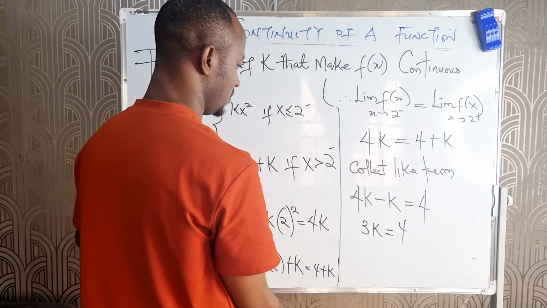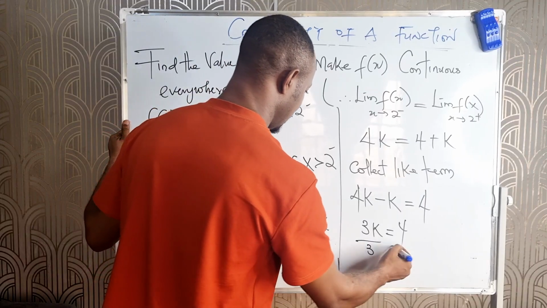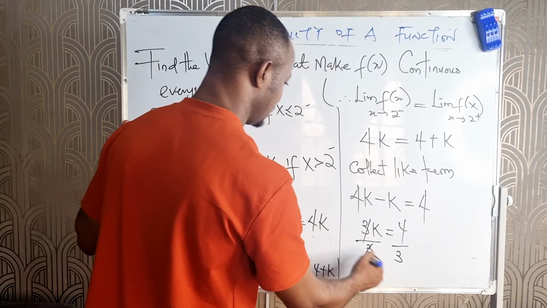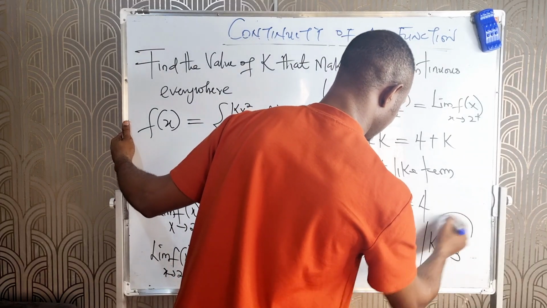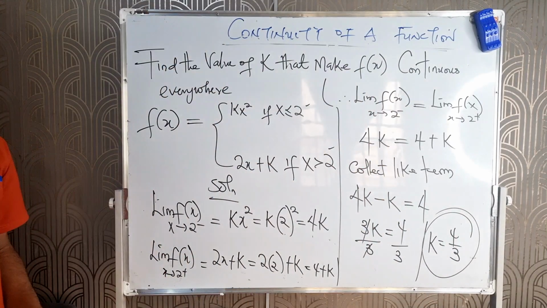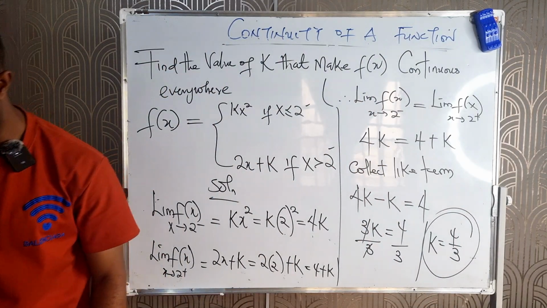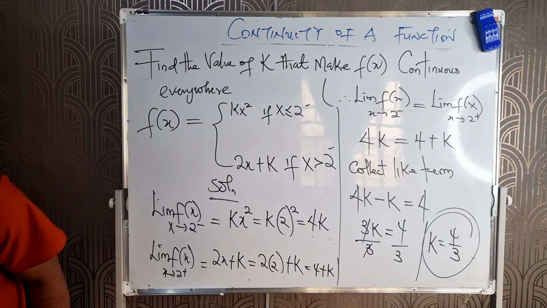To find the value of k, we have to divide both sides by 3. That means k equals 4 over 3. This is the value of k that makes f of x continuous everywhere. That is the value of k, which is 4 over 3.